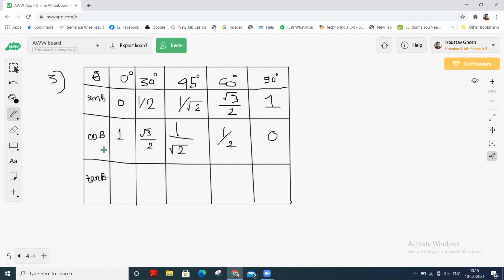And for tan B, do sin B by cos B. So sin 0 by cos 0 is 0. In the same way, tan 30 is half divided by root 3 by 2, which is 1 by root 3. Tan 45 is 1 by root 2 by 1 by root 2, that is 1. Tan 60 is root 3 by 2 by 1 by 2, that is root 3. And tan 90 is 1 by 0, which is not defined.